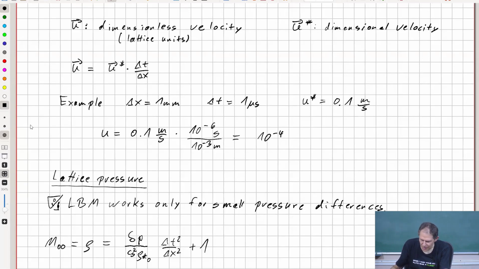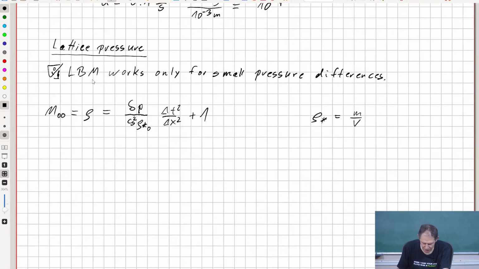Okay, so this rho star here would be the mass of a particle divided by the volume that is occupied by a particle, right? So this is the standard density. So this is the recomputation, the scaling of the variables, and now we want to set, for example, initial conditions.